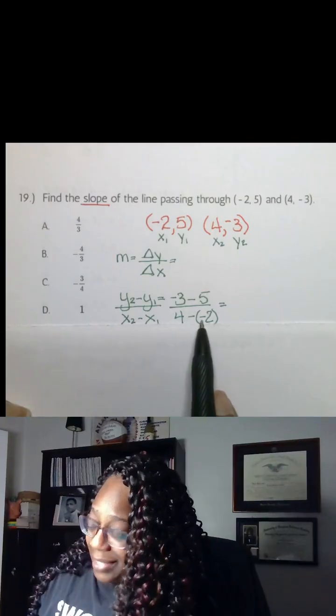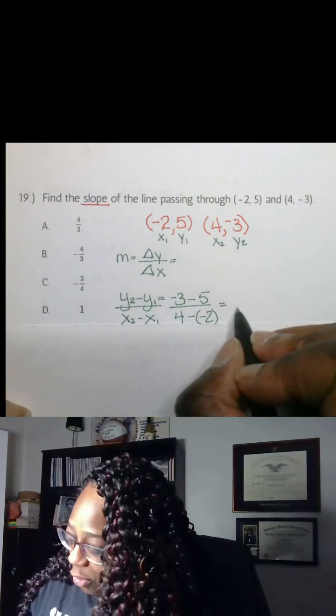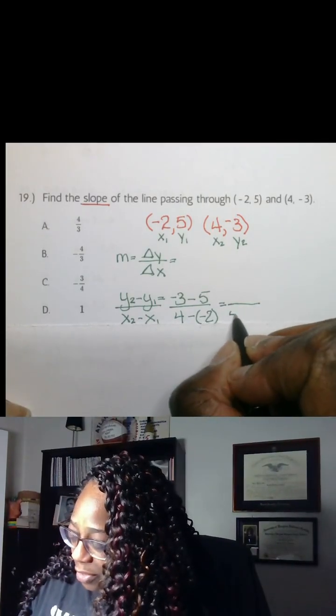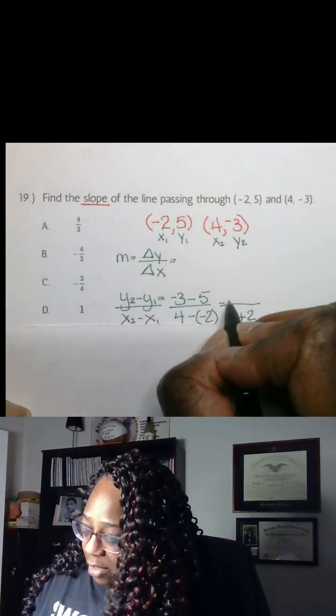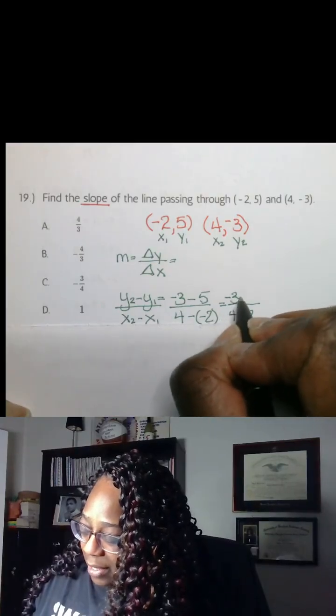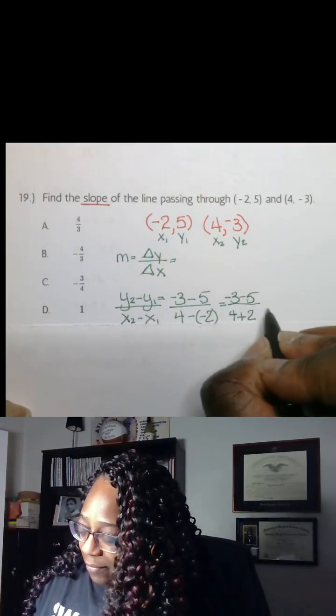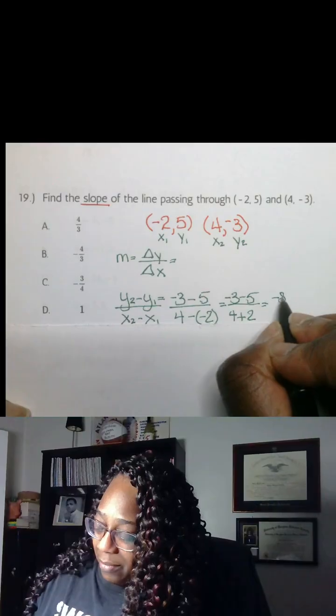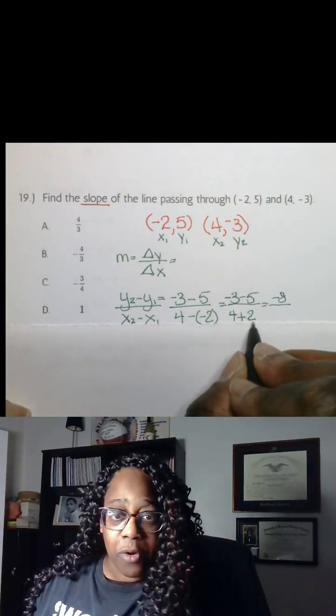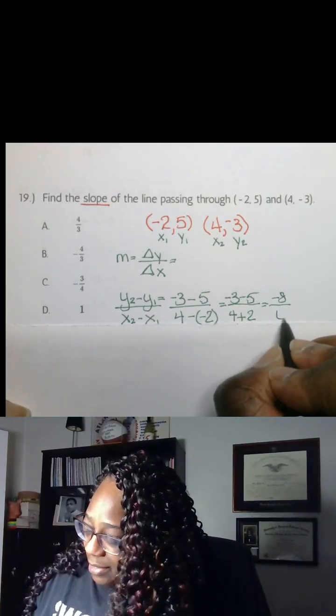Okay, so you're only substituting in for that x1. So when you minus a negative, it turns positive. So this is really 4 plus 2. All right, so we have negative 3 minus 5. So negative 3 minus 5, that gives me a negative 8. And 4 plus 2, that gives me a 6.